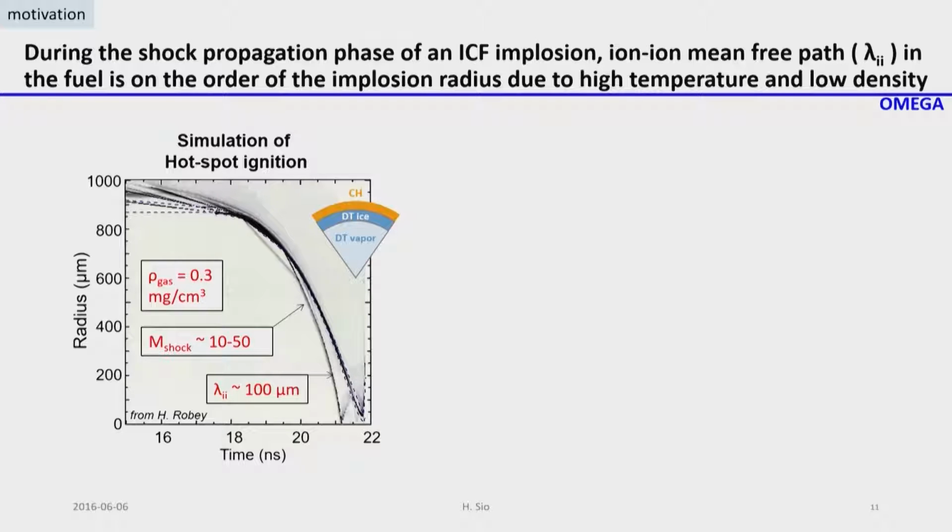What you're looking at is the trajectory as the implosion implodes. In particular, if you look at the shock, this innermost line coming into the gas, you're sending a very strong shock through a very low density gas, heating it to high temperature and low density, and that resulted in a very long lambda_ii in the fuel during this shock phase. What's the problem with that?